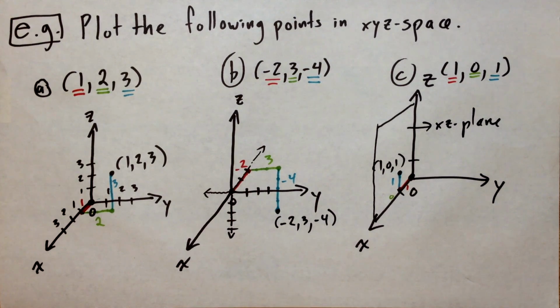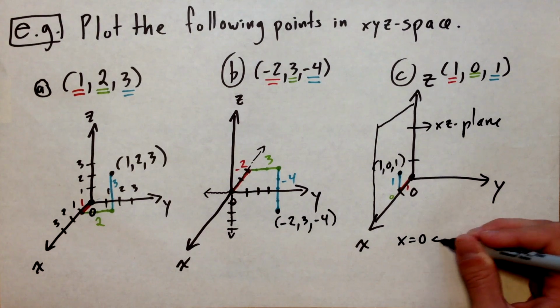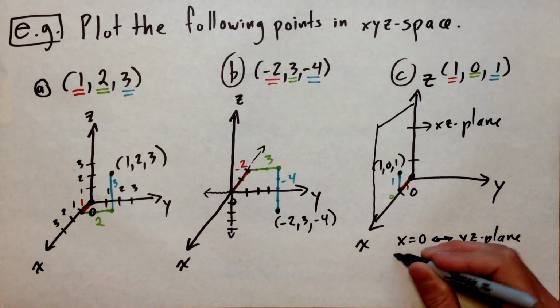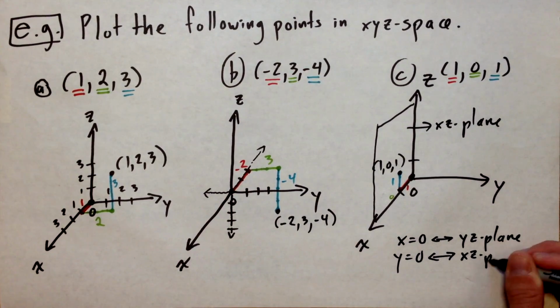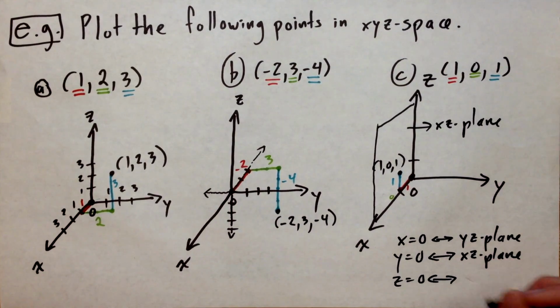So generally, if we have x equal to 0, you're on the yz plane. If y is equal to 0, you're on the xz plane. And if z is equal to 0, you are on the xy plane.